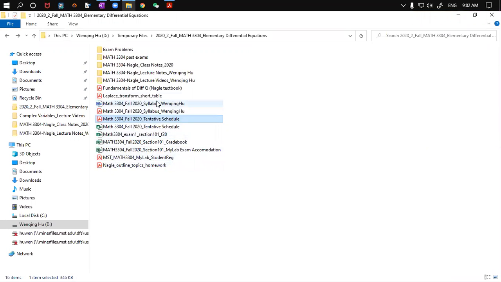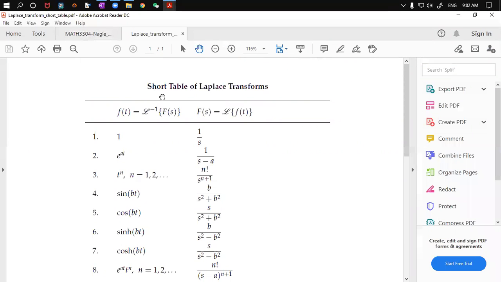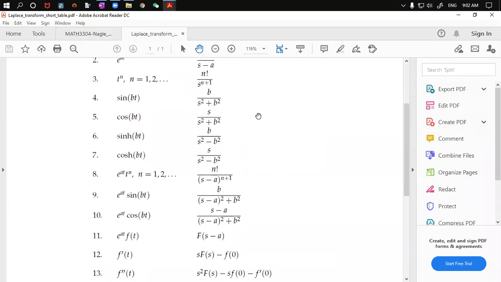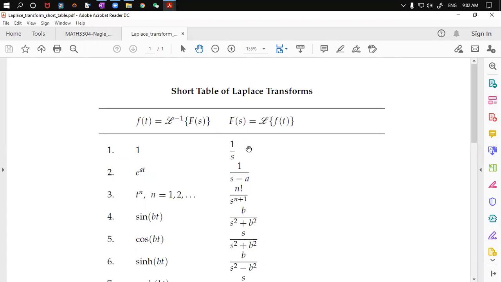So we have a transform table which you have already seen, or will see, on our exams. It is usually attached to the last page of the exam paper. It is the short table of Laplace transforms.